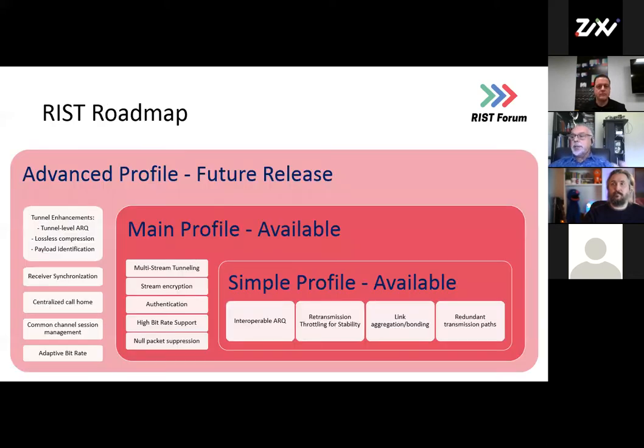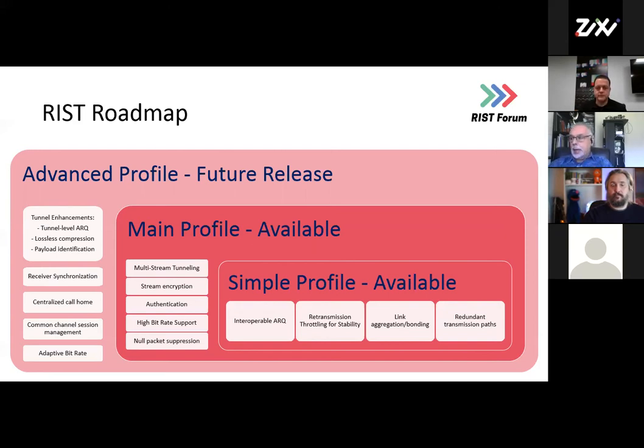So what's this business of profiles? RIST builds on top of profiles. We start with simple profile. Simple profile is concerned with getting the content there in a reliable manner. So ARQ is the basis. We have retransmission throttling, the link aggregation, which is very important, and redundant paths. That's all in simple profile.